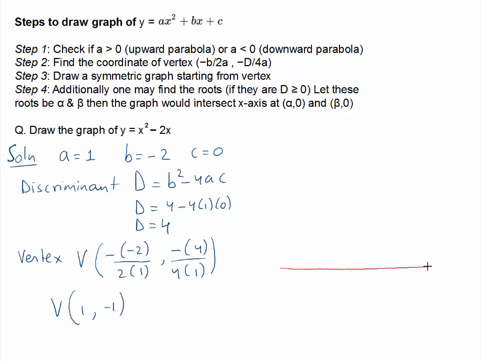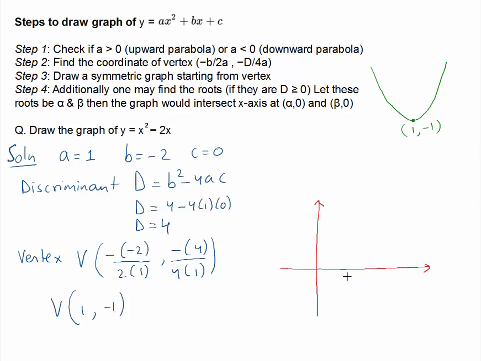So let's say this is the x-axis and then this is the y-axis. Now since a is positive, it would be an upward parabola whose vertex would be minus b by 2a, comma, minus d by 4a. So that would be 1, comma, minus 1 in this case.